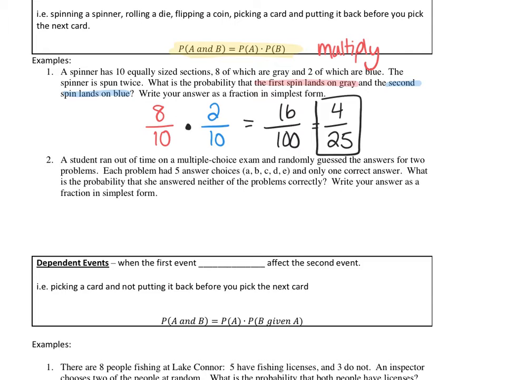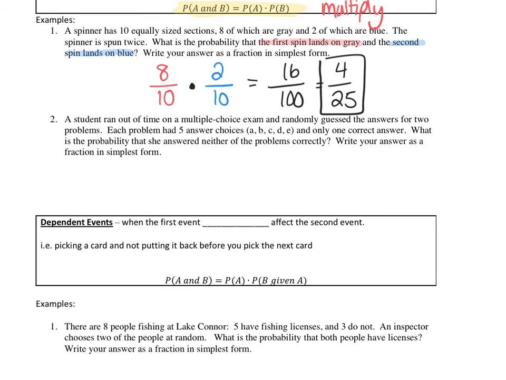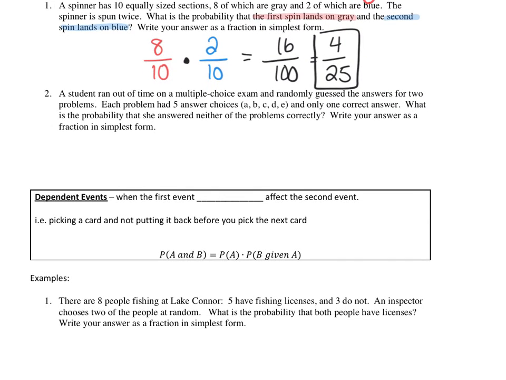Okay? So here's another example of an independent event. A student ran out of time on a multiple choice question. Okay, so a multiple choice question is an independent event. There are 5 answer choices, and they want the probability that she answered neither of the problems correctly. If you think about a multiple choice question, there is only one right answer out of the 5 answer choices. So that means that if there's only one right answer, then there are 4 wrong answers.